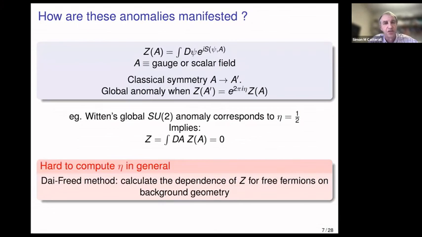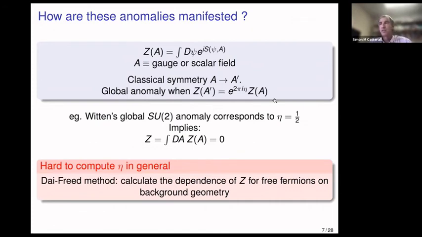So let me just say a few more words about how these anomalies are manifested, because it will be useful when we come to discuss the lattice. So the way you think about this is the following. I have some massless fermions, say, I integrate them out, and I get the partition function in some background gauge field, or even just a scalar field. So it's just some field A here. If I have some classical symmetry of the action, which takes A into A prime, then I have some sort of anomaly whenever the Z of A prime is not equal to Z of A.